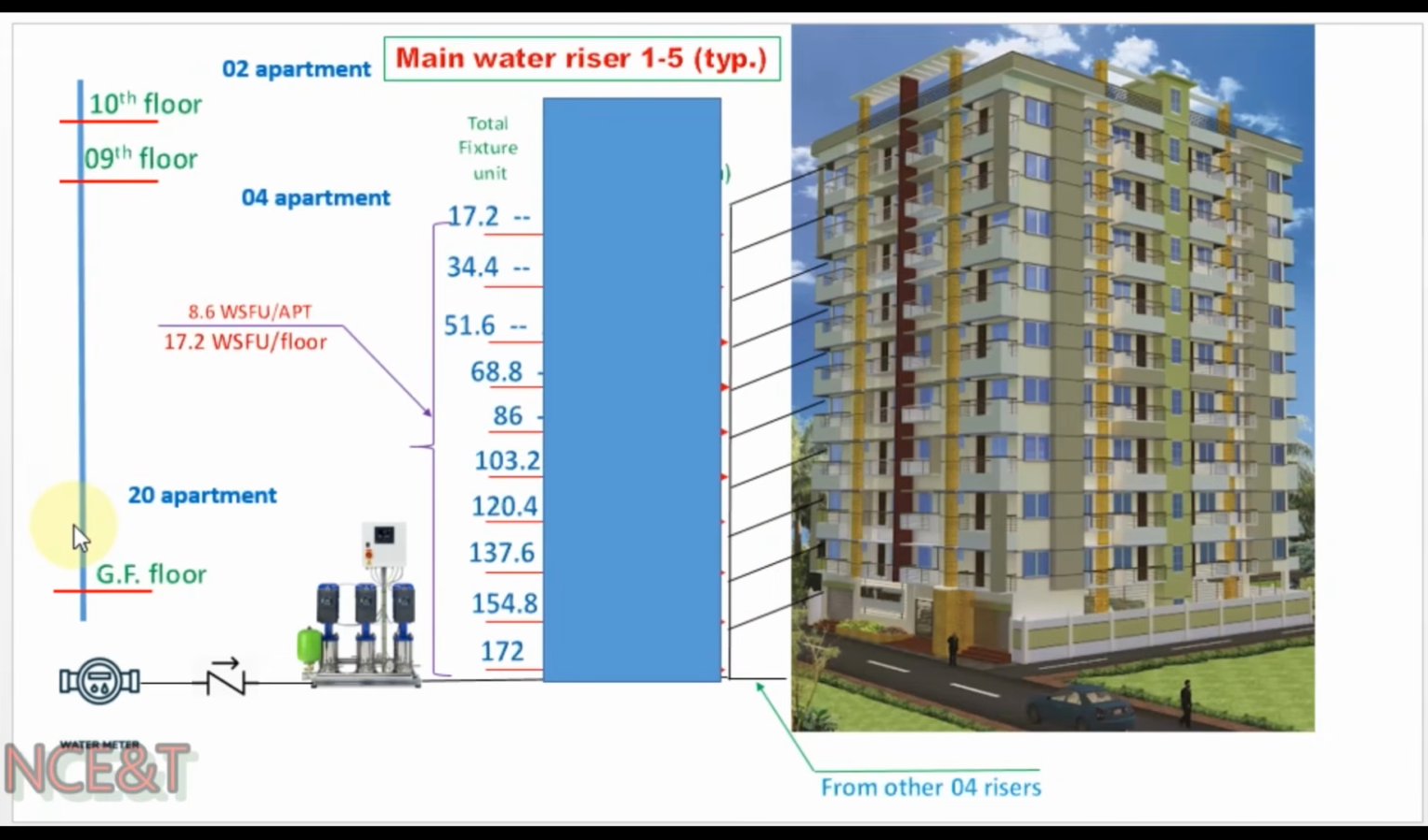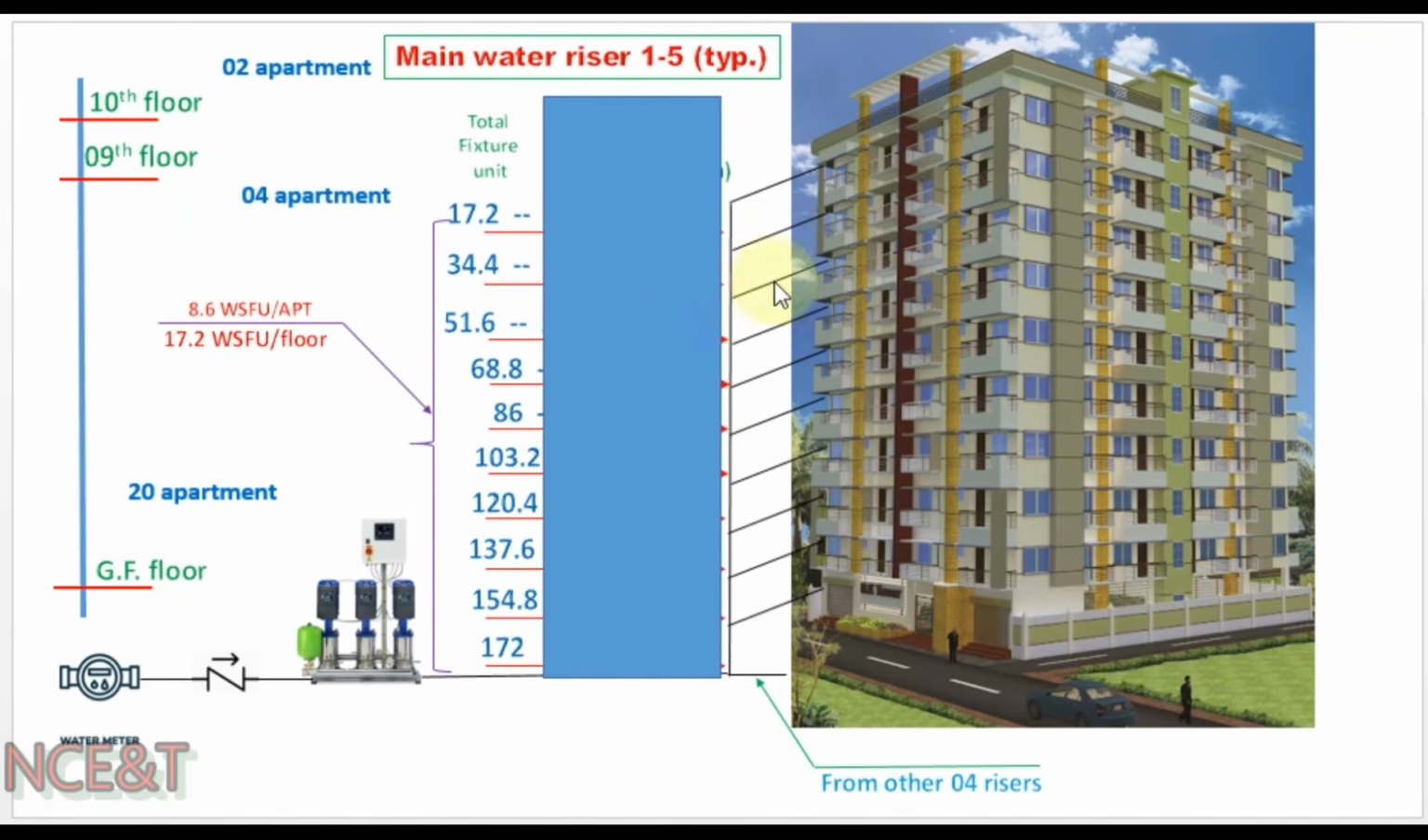If we draw a riser diagram, you can see at the top of the riser, that is at the 10th floor, this riser is supplying water to 2 apartments. When we come down to the 9th floor, this riser is supplying water to 4 apartments. As we go down, the number of apartments increases. When we go to the lowest floor, the ground floor, this riser is supplying water to 20 apartments.